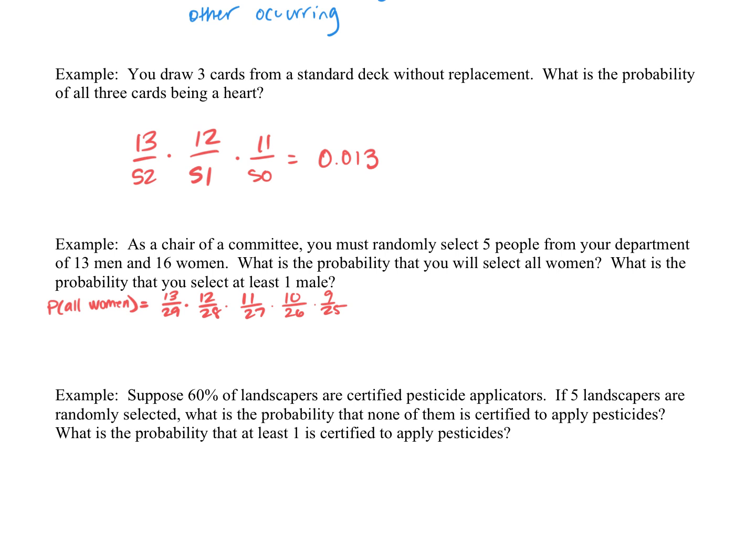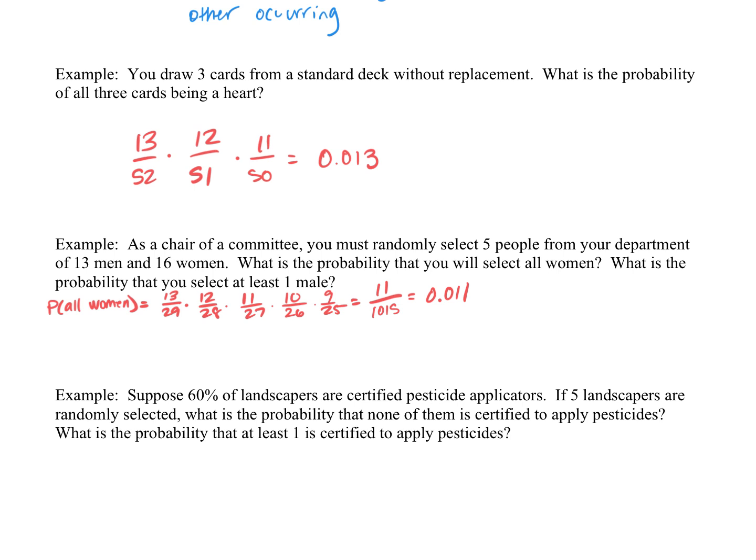What are we getting, y'all? 0.011. What did you get? 11 out of 1,050? No, 15,1050. And does that work out to be 0.011? Yeah, that's right. Okay, we're all on the same page.